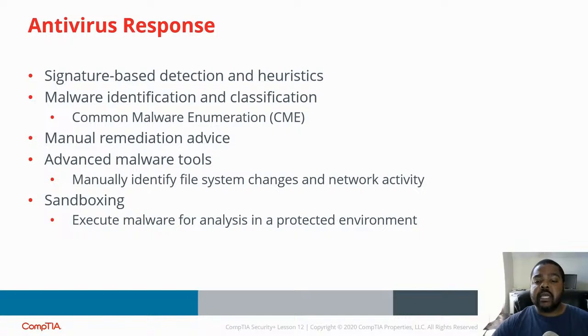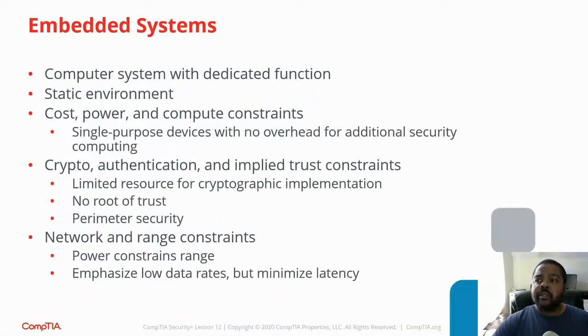Now, heuristic is getting a baseline of what's normal, and then anything that's abnormal, we will flag as being malicious.